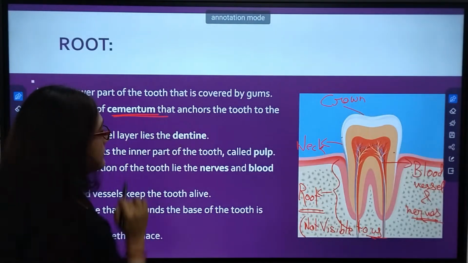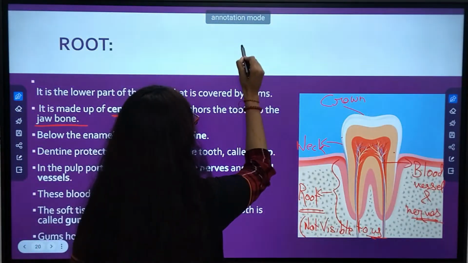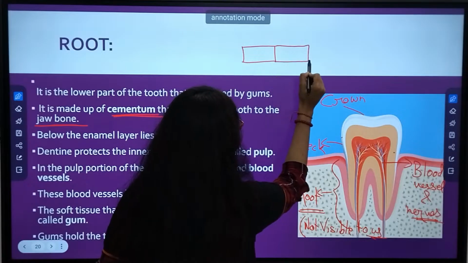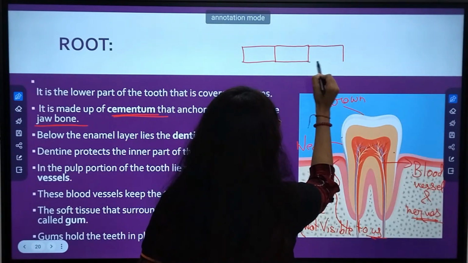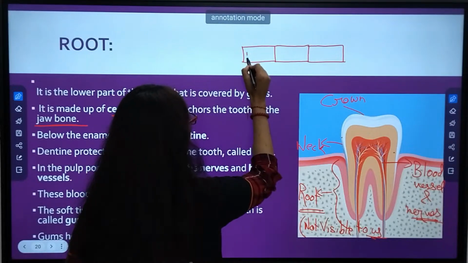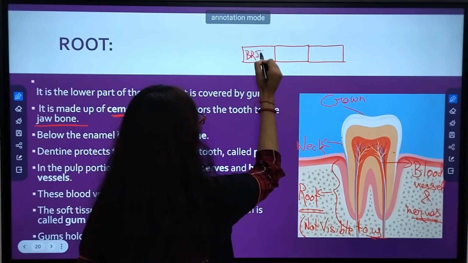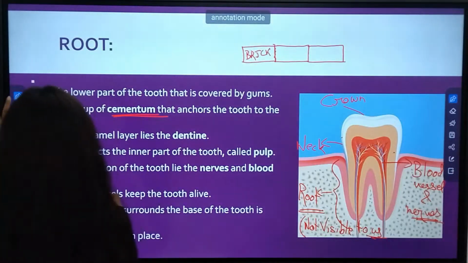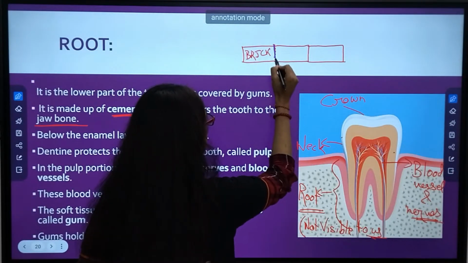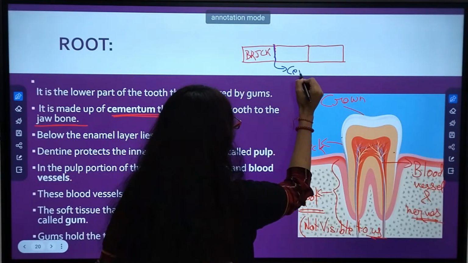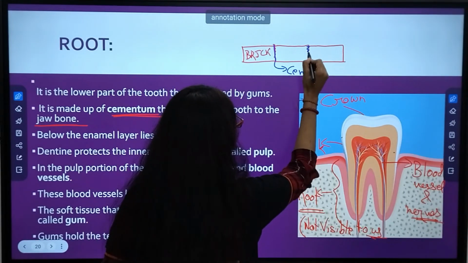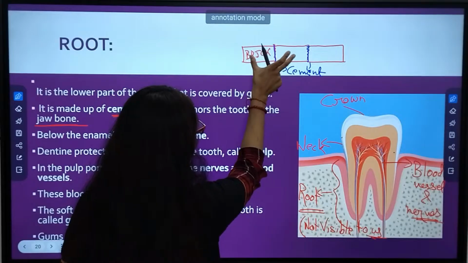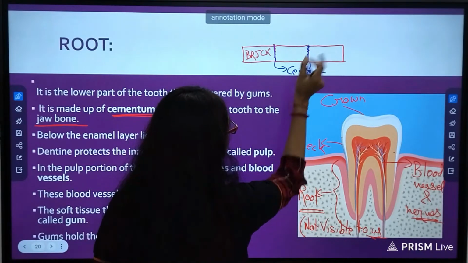Now, what is the cementum? Just when you build a house, what do you do? You use bricks. These are what? Bricks. Okay. And over here, you put what? You put cement. Over here, you put cement. Right? Over here, you put cement. So what is the function of the cement? To hold these two bricks together and these two bricks together.